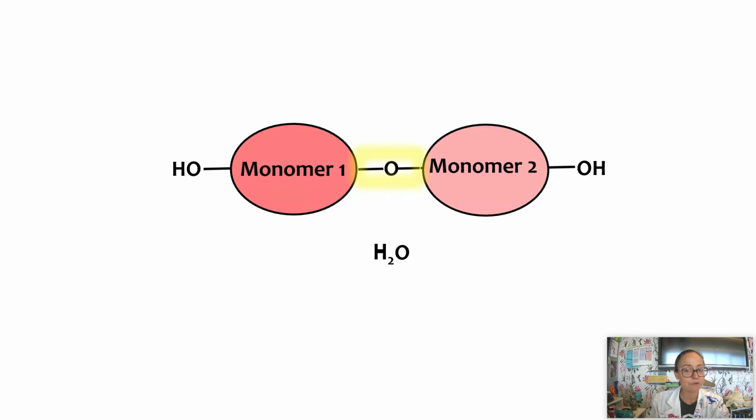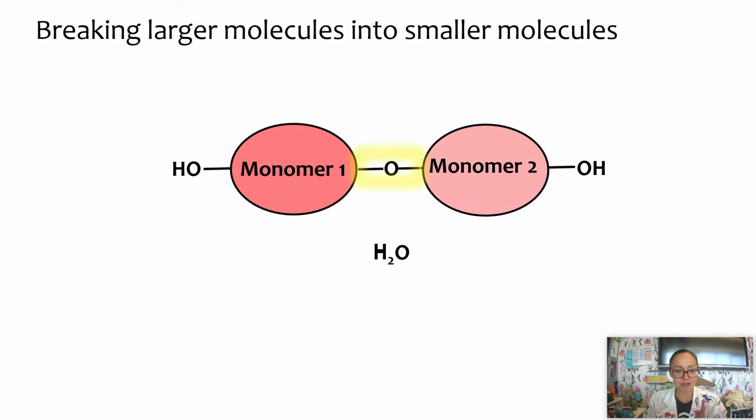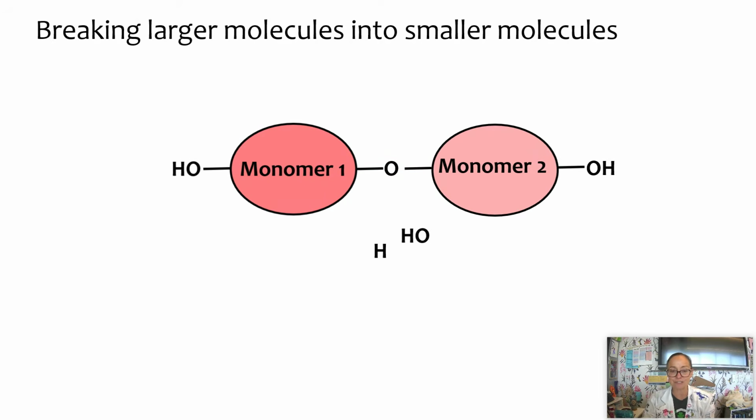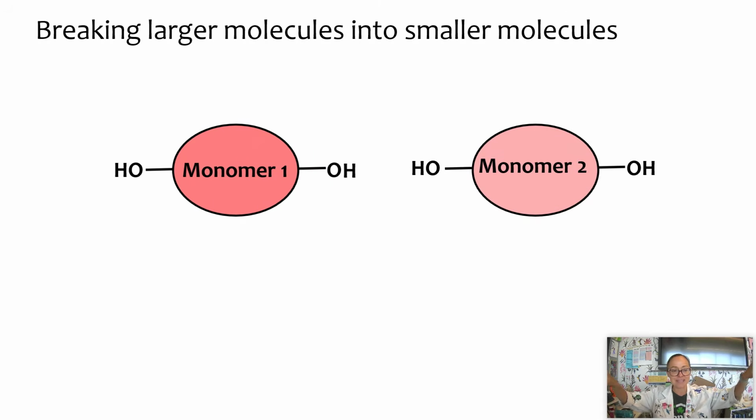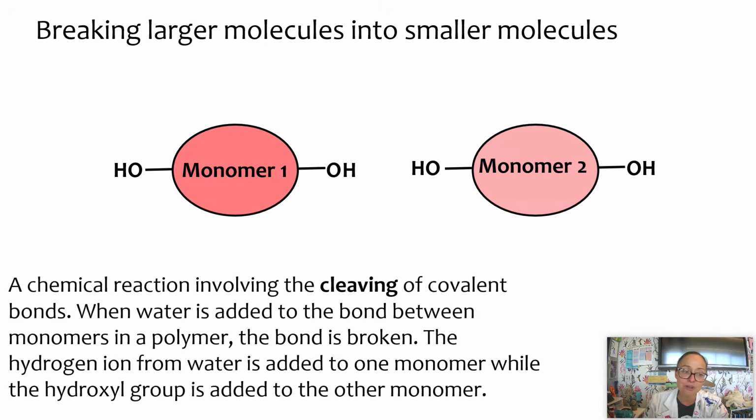Now what happens if I want to break this bond? Let's say I eat a large polymer and my body needs to break it with enzymes into smaller individual building blocks, into smaller monomers. What's going to be the opposite, right? We're going to take water and put it back basically into that covalent bond, and we're going to break the covalent bond back into individual monomers. Now why I chose to make a new video on this is because of this word, cleaving.